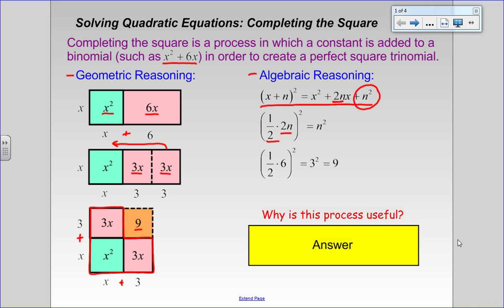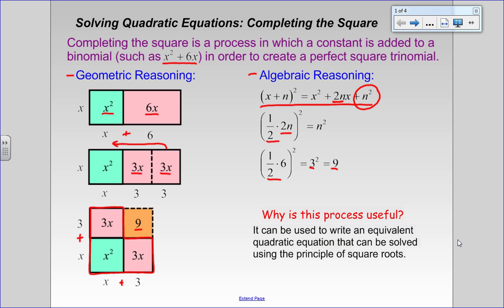Therefore, if we want to complete the square on the binomial, x squared plus 6x, we can find 1/2 of 6, which is 3, and then square the result to obtain 9. And once again, we see that to complete the square on the binomial x squared plus 6x, we need to add 9. Now, why is this process of completing the square useful? Well, it can be used to write an equivalent quadratic equation that can then be solved using the principle of square roots.